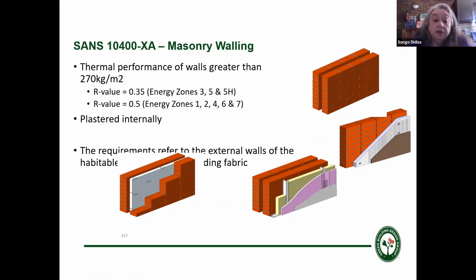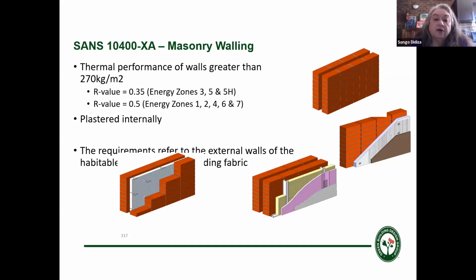And in the new 10400 XA, it goes one further. In some energy zones, including yours, it's still 0.35, and in other energy zones, the R value required is 0.5. Now, what are those numbers? What it says in the standard is that if you build a double brick wall, you will get an R value of 0.35. So it will be deemed to satisfy.